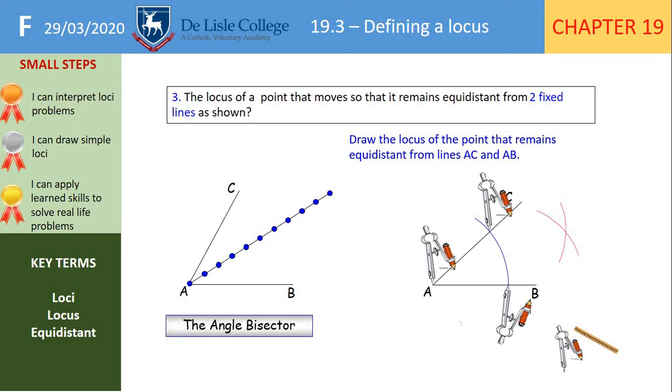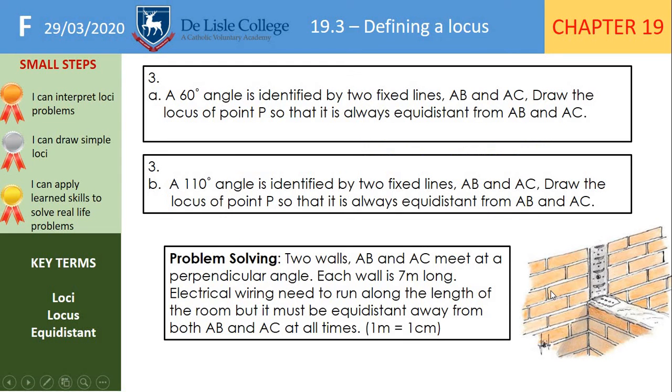And now all we need to do is finish our construction by taking our ruler and drawing a straight line from point A through where our 2 curves have intersected. Now any point on this line is equidistant, it's an equal distance from this line AC and this line AB.